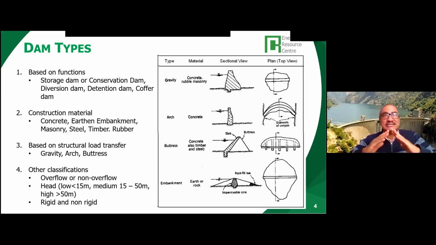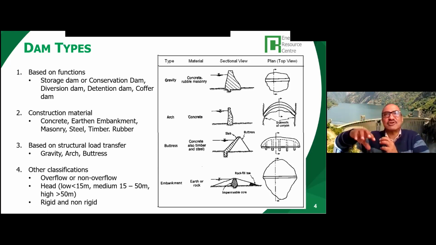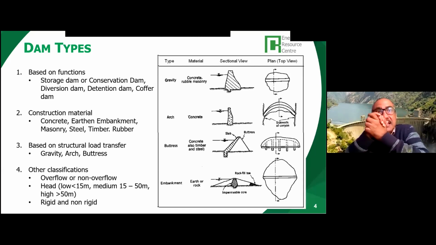Coffer dams are temporary dams that are built when you have construction going on, let's say a bridge or another hydraulic structure across a river. You build a temporary dam called a coffer dam to divert water temporarily during the construction period. Okay, this is based on the function.